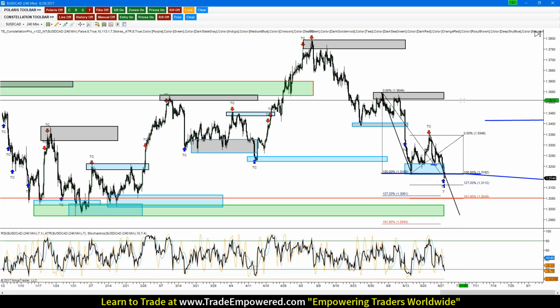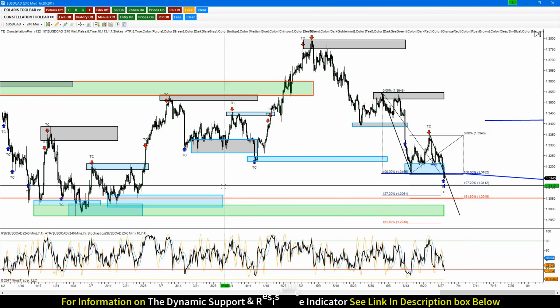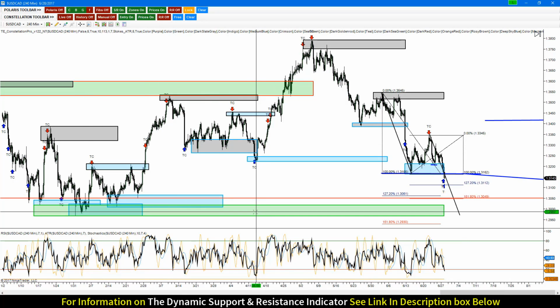But this was a tough level. Secondary targets was a tough level to determine because we don't really have a clear level of structure. The green and blue boxes that you see at the bottom of my screen, those are my dynamic support and resistance indicators. We call them the DSR levels. It's an indicator we use here at Trade Empowered to help give us a visual representation of support and resistance. And in this case, the blue boxes represent minor structure. Those are based off the 4-hour time frame.